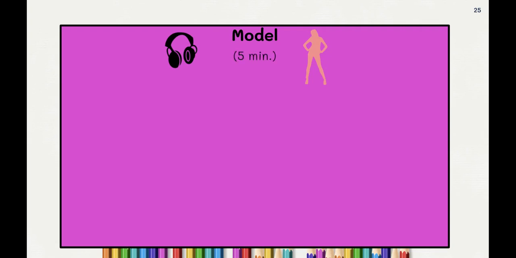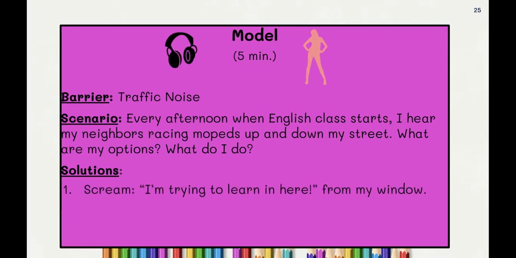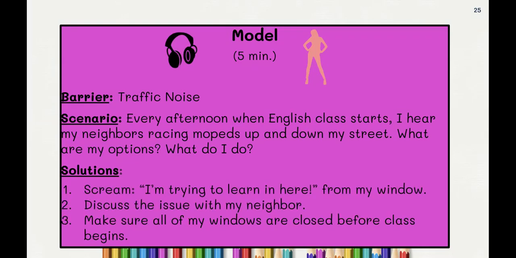In my teaching experience, students usually want to get involved during this part of the lesson. I would typically remind them that this is the model by striking a pose. Here I am using the model pose in earphones as a reminder of what they should be doing. One of the reasons I like to keep my mini lessons short is so I can spend more time on the model. Here I'll think aloud about a scenario for the barrier of traffic noise. I will then think aloud through my possible solutions, which is the task that students will be required to complete.